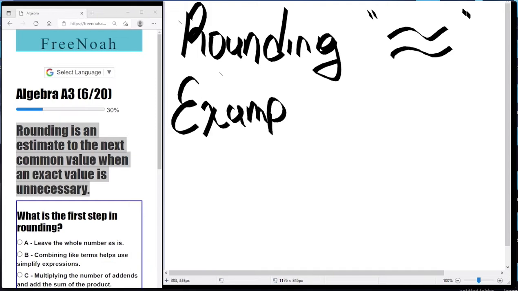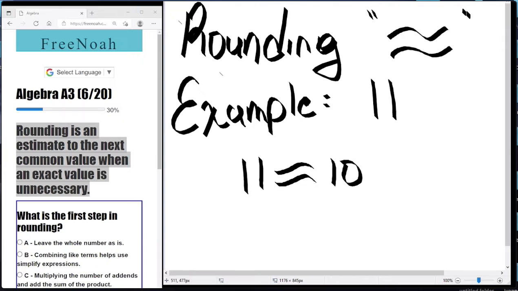So we're going to round the number 11. What does this round to? There's no specification, so 11 will round down to 10. That's because the ones place value is a 1, so that gets replaced with a 0, and then the tens place value remains the same. So we round down here. 11 gets rounded down to 10.